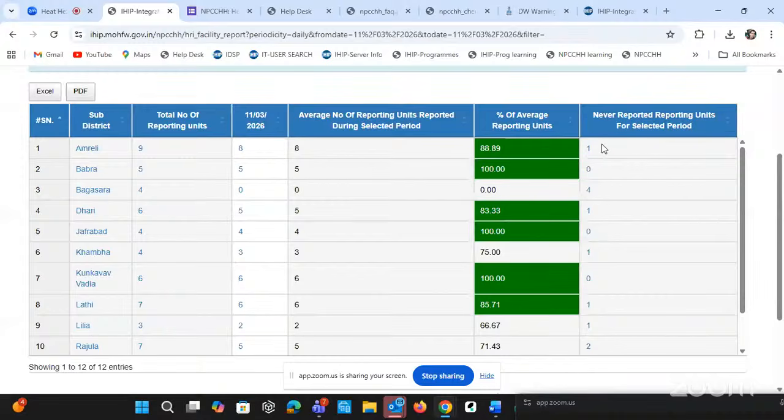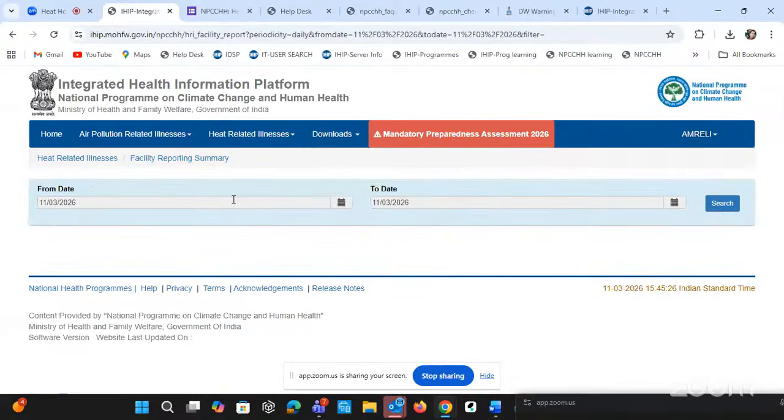Can you select Bagasara once, the third one? No, the never reported ones.